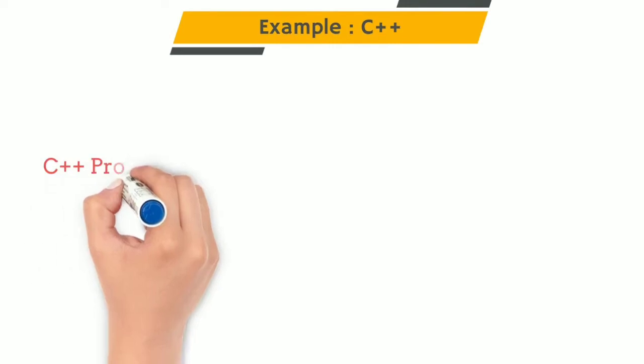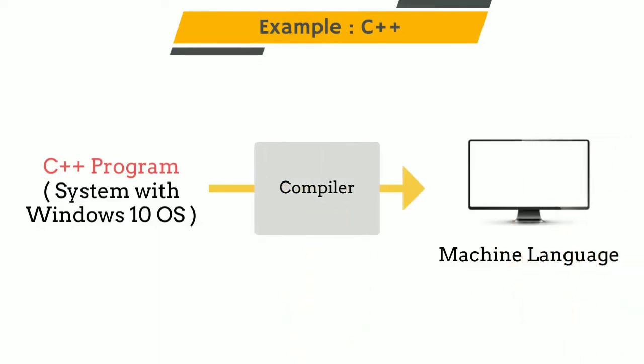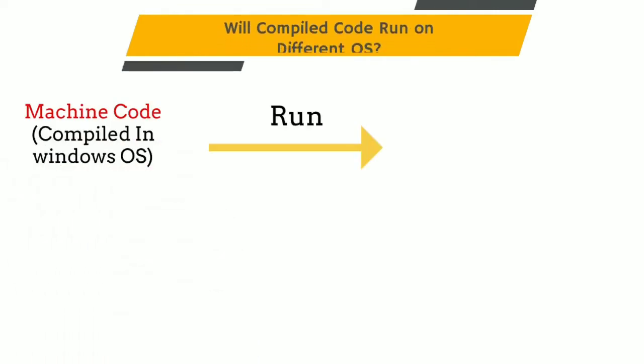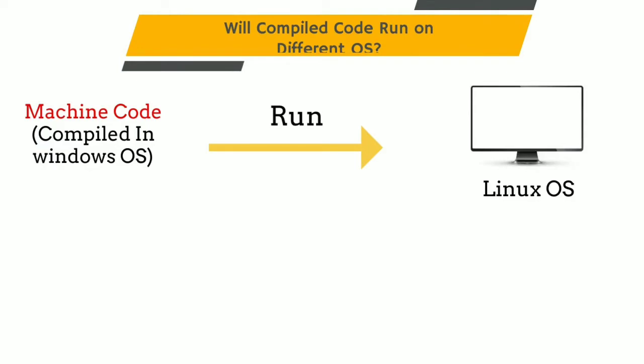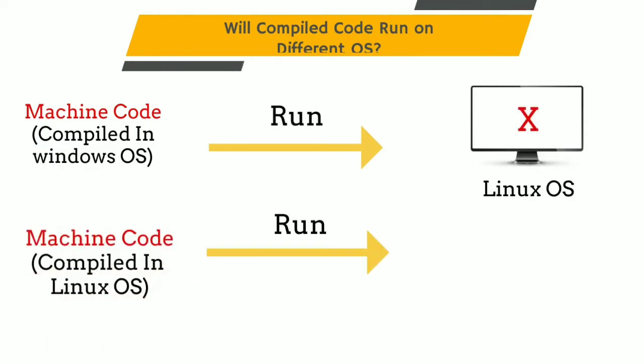For example, consider if I have written a C++ program in my computer with Windows 10 operating system, then the compiler will convert that program into machine language and then my system will execute it. Suppose I want to run that machine code in some other system with a Linux operating system, then it will fail. If we want to run the program on a computer with a Linux operating system, then we have to compile that program in the Linux operating system only. That means a program written in C++ is platform dependent, meaning it depends upon the operating system of the computer.